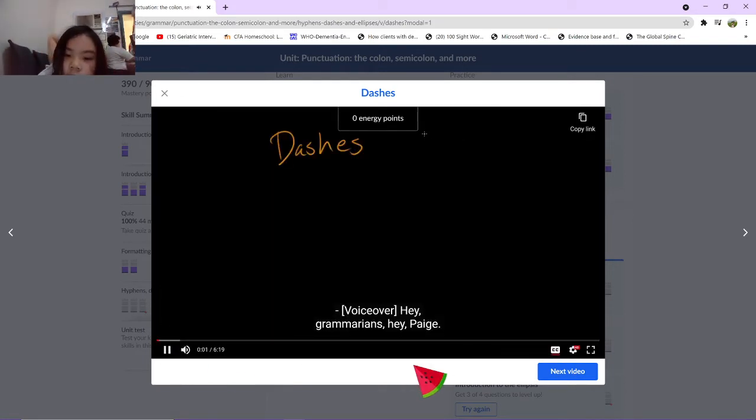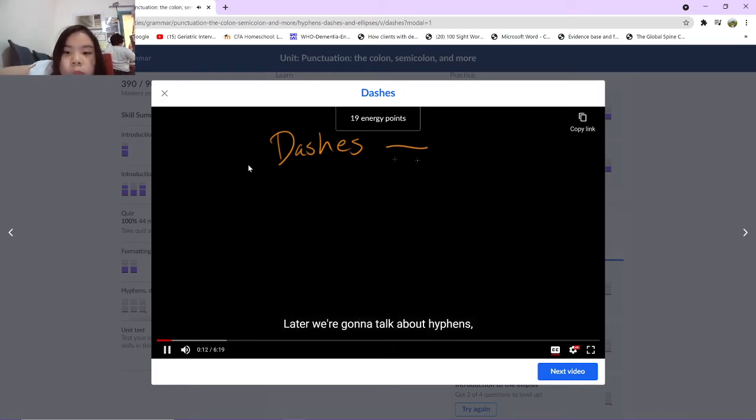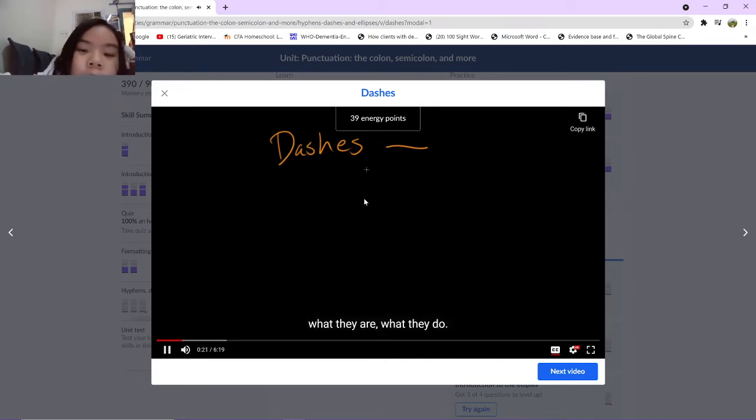Hey grammarians, hey Paige. Hi, David. Today we're going to talk about dashes, which is a piece of punctuation. Looks kind of like this. It's just kind of a straight line. Later we're going to talk about hyphens, which looks like this. And there is a difference between the two of them. It's kind of confusing, but first we're just going to talk about dashes, what they are, and what they do. Okay, sounds good to me.